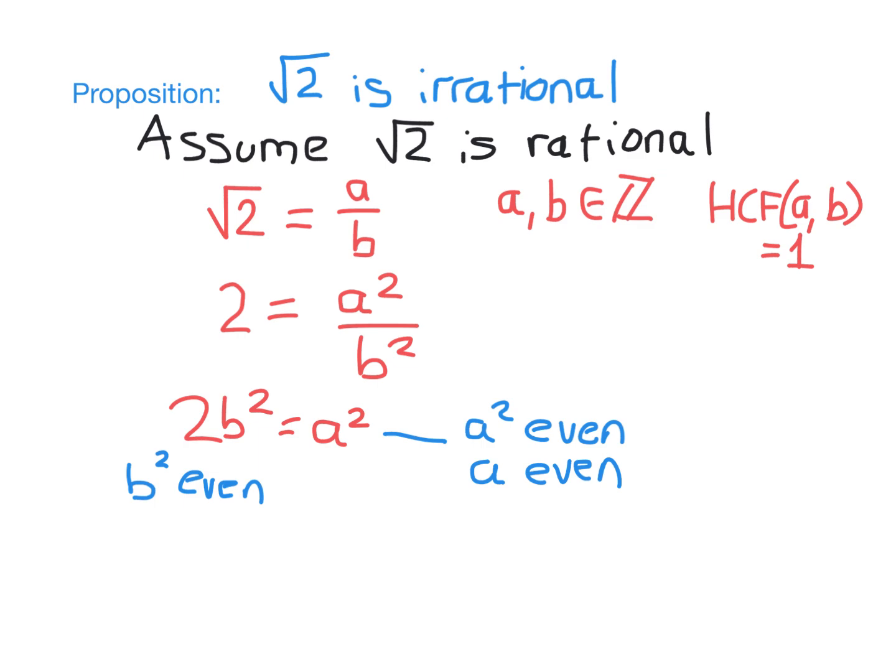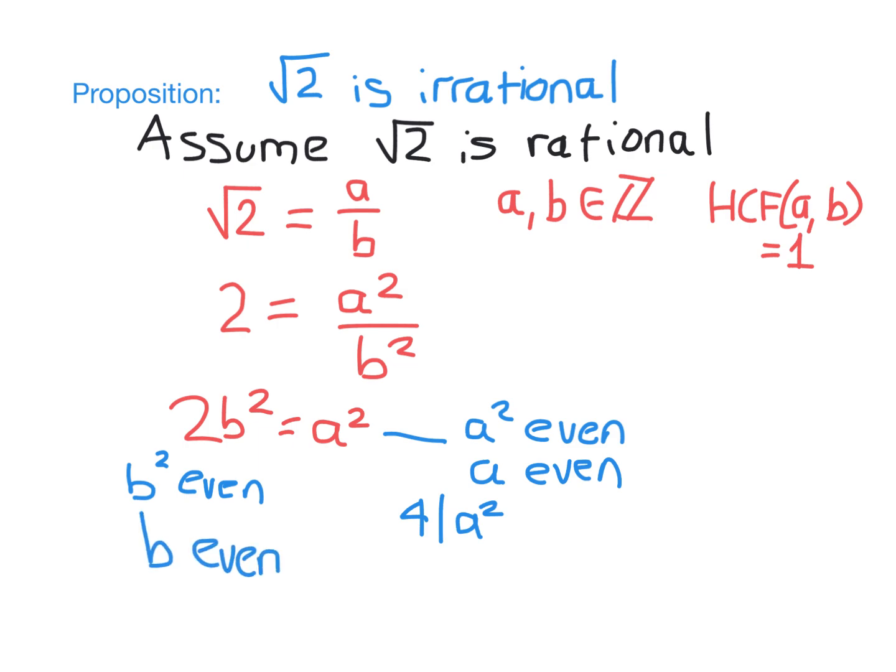Another way to look at this is if a squared is even, that means a squared is divisible by 4. But if a squared is divisible by 4, that means this has to be divisible by 4. It's got a factor of 2. It needs another factor of 2. Either way you look at it, b squared has to be even, and then b must also be even.